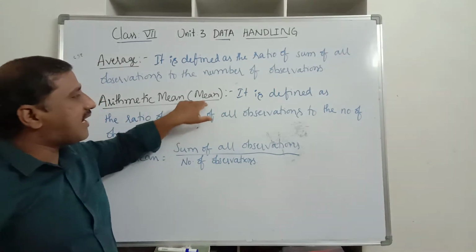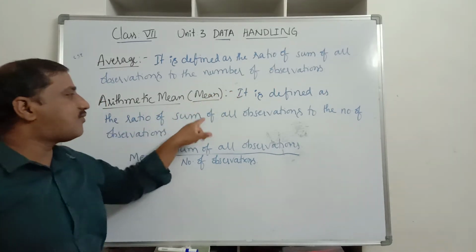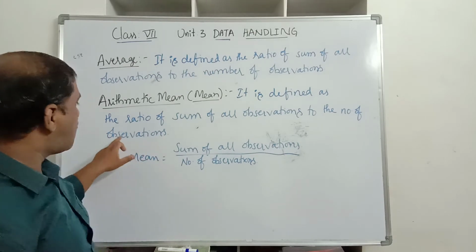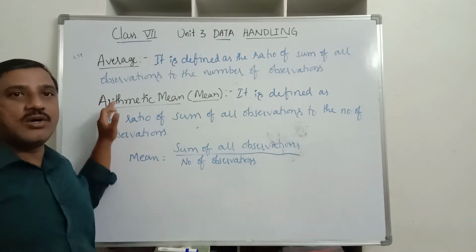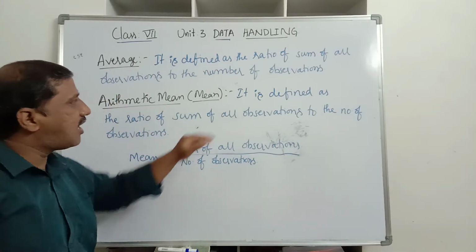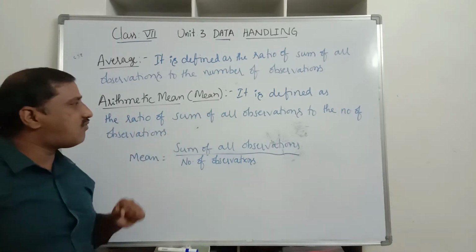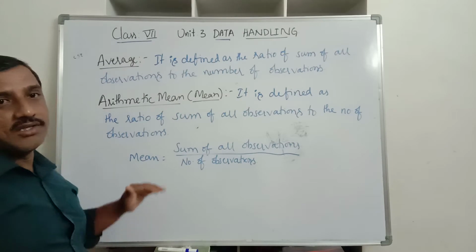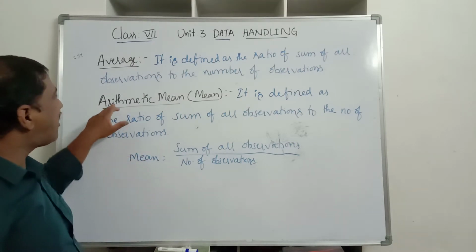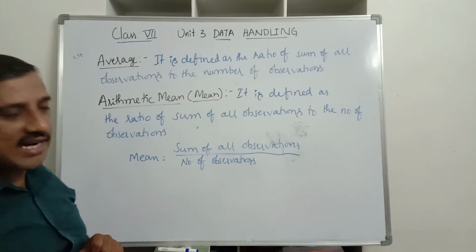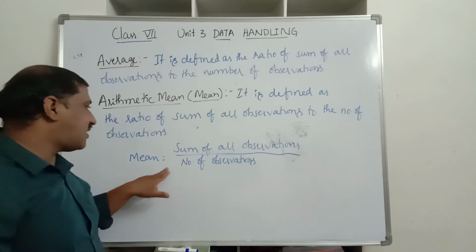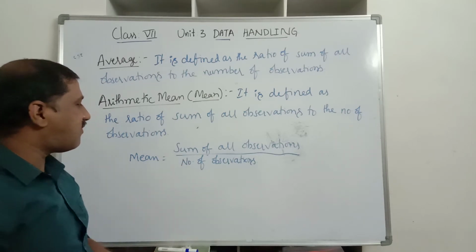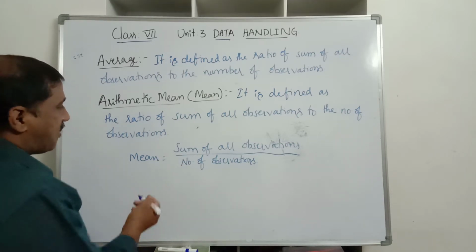Arithmetic mean is defined as the ratio of sum of all observations to the number of observations. So the formula to calculate the arithmetic mean of the given data is: mean is equal to sum of all observations divided by number of observations.